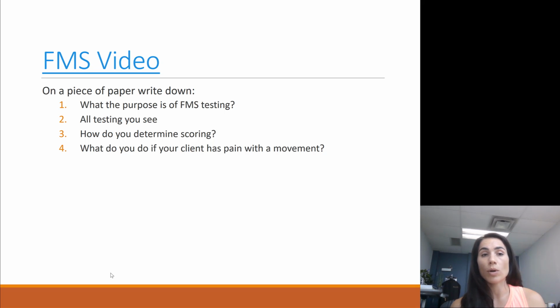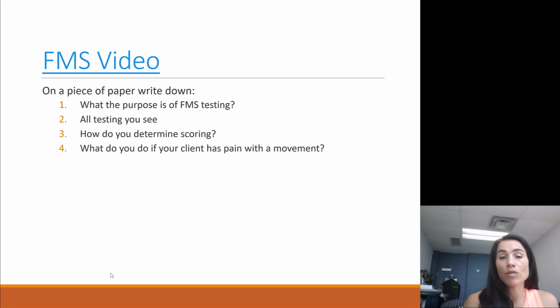How do you determine the scoring? How would you score this test? And what do you do if your client has pain within a movement? Okay, because FMS tells you what to do with that. This will be something that I will collect at the beginning of class, so make sure you write these all down. Even if you know FMS really well, make sure you write this all down on a piece of paper and I will collect it in lab. If you have any questions, please let me know.